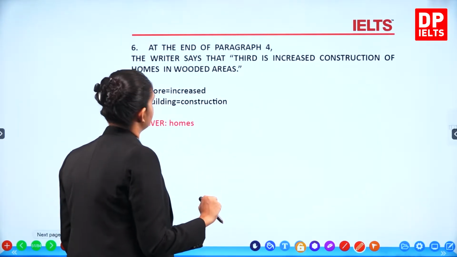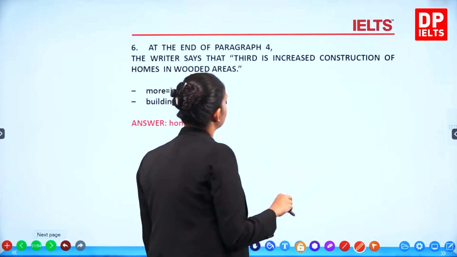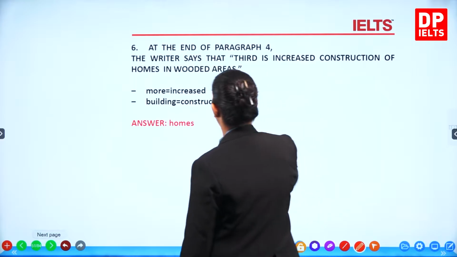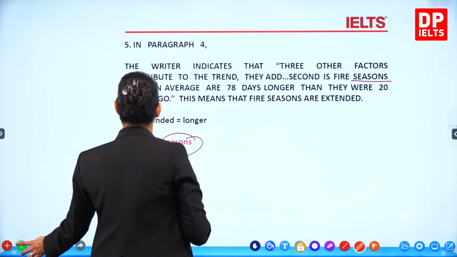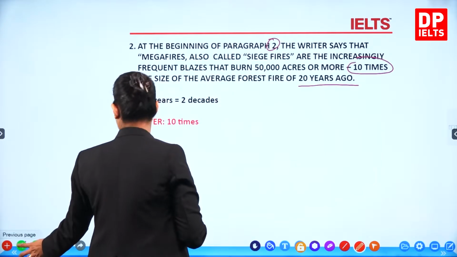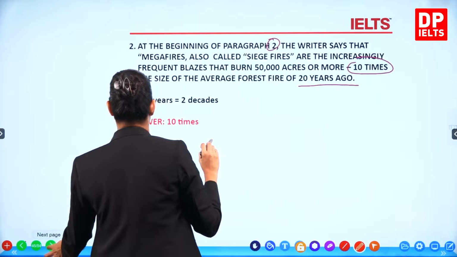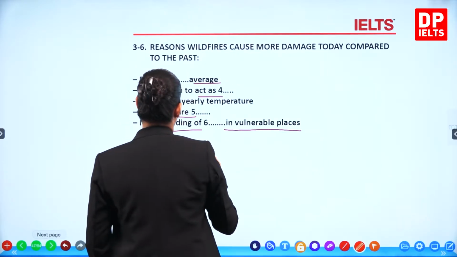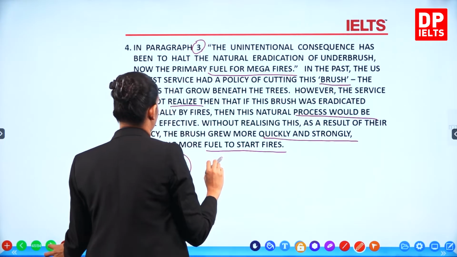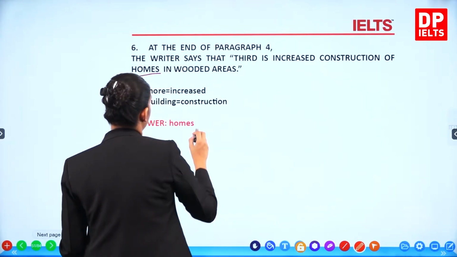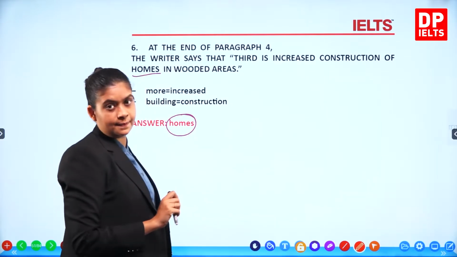Question number 6. Go to paragraph 4. The writer says the third, increased construction of homes in wooded areas. So if you go here, more building of something in vulnerable places. So it is more building of homes in vulnerable places.